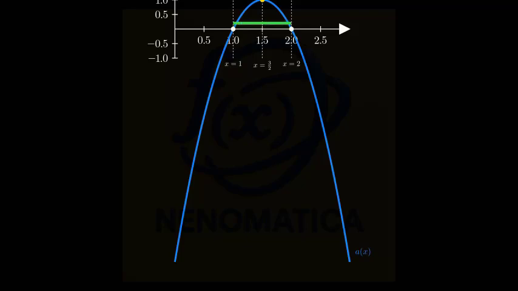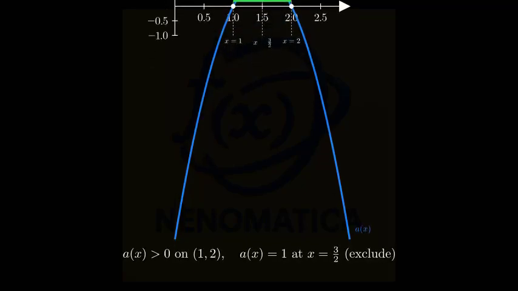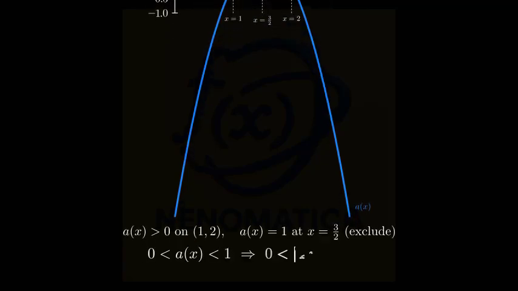Notice a of x is 0 at x equals 1 and x equals 2, and reaches its maximum value 1 at x equals 3/2. Therefore, a of x is positive only between 1 and 2, and it equals 1 exactly at x equals 3/2, which must be excluded. Because the maximum value of a is 1 at x equals 3/2, there is no region where it is greater than 1. Therefore, we must be in case 2, 0 less than a less than 1.